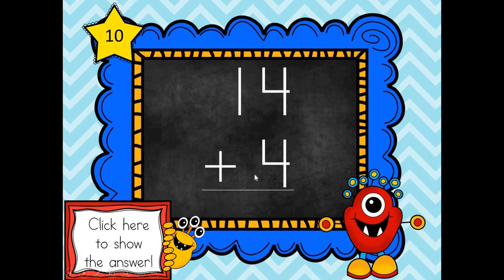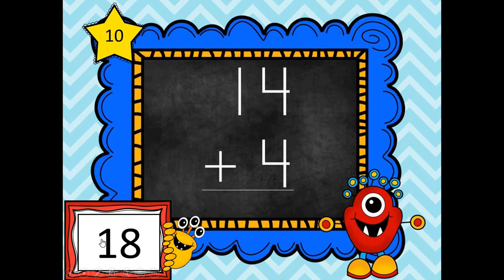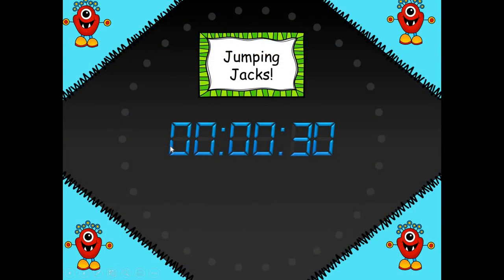That big number in your head and count up. I think you should get 18. Good job. All right. Now we're going to do 30 seconds of jumping jacks. Get up and do some jumping jacks. Come on. You can do it.